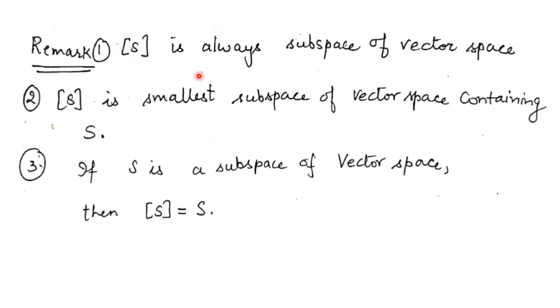Moreover, it is the smallest subspace containing S. Now, why does it contain S? Because each ui belongs to span of S, right? And third, if S itself is a subspace, then these two sets will be the same, right? If S is only a subset, then span of S will be a subspace containing S. But if S itself is a subspace, then span of S and S will be the same set.